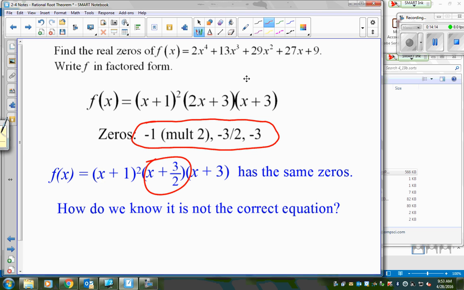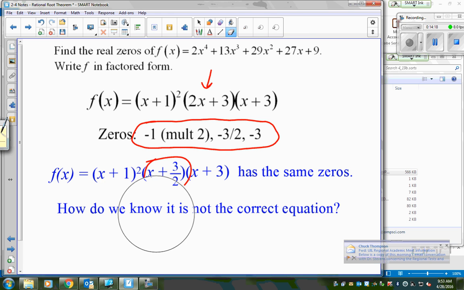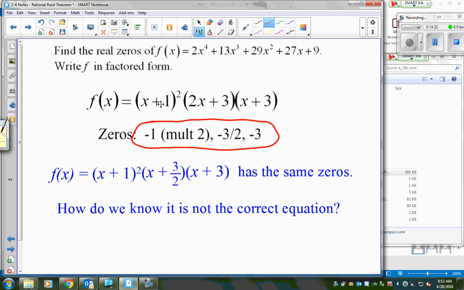I want to see polynomials like this, with whole numbers everywhere. Now, that being said, look, these are actually related. This one is actually a vertical expansion by a factor of 2. If I took this equation times 2, I would get that equation. And watch, I just want you to see this.